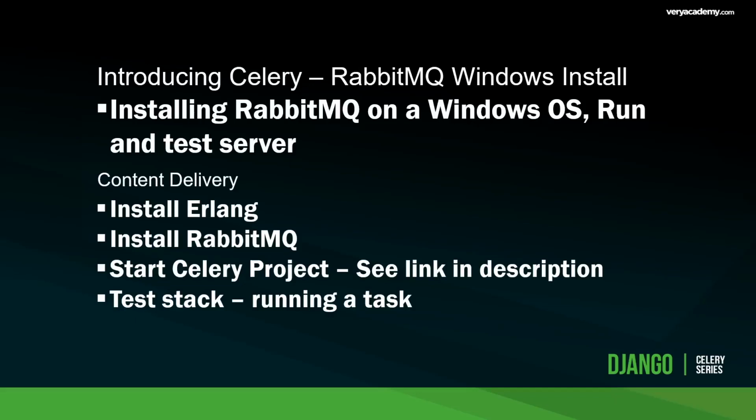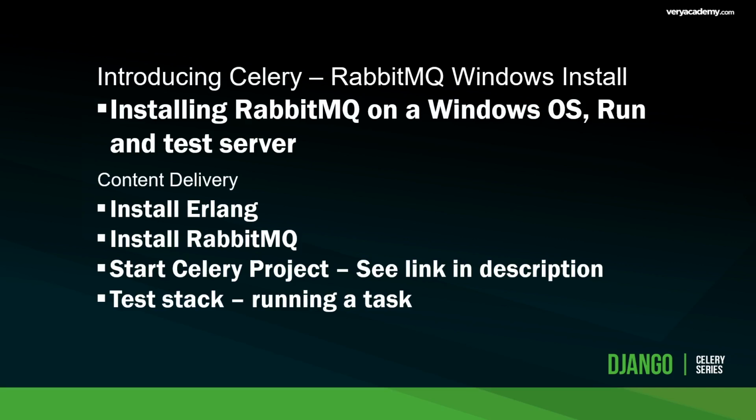So in the first tutorial of this series, I was using Linux Ubuntu. I went through the process of installing Celery, RabbitMQ, and we created a small Django project and then tested the stack by running a task. So in this tutorial, I just wanted to follow this up by installing RabbitMQ on Windows and getting everything working on Windows.